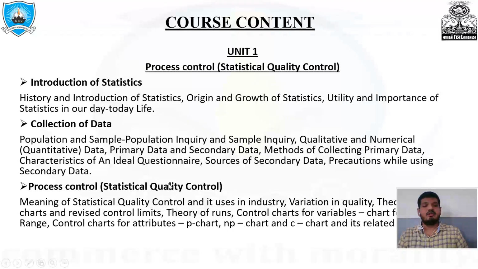Now process control. First of all we will study what is the meaning of SQC, that is statistical quality control, and what are the uses of it in industries. What is the variation in quality, we are going to study that also. Theory of control charts and revised limits we are going to study, theory of runs we are going to study, and control charts for variables as well as control charts for attributes we are going to study in this unit. And we are going to do some practical sums related to average and range, P, NP and C chart also.